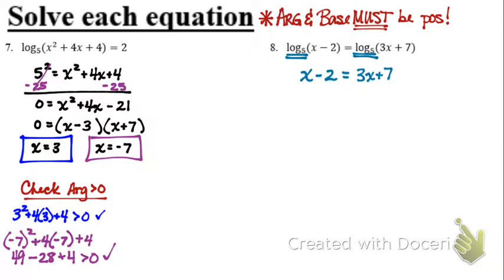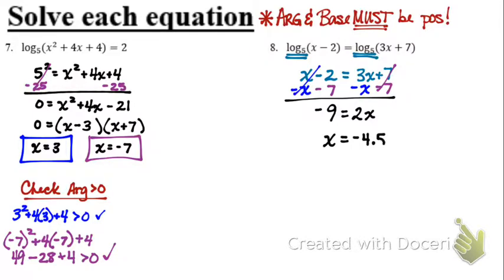So I'm going to end up with negative 9 equals 2x. So what is x? Negative what? Negative 4.5, or negative 9/2. Yep, that's okay. Negative 4.5.